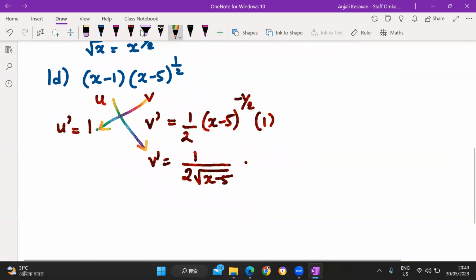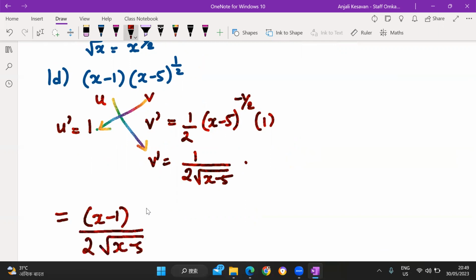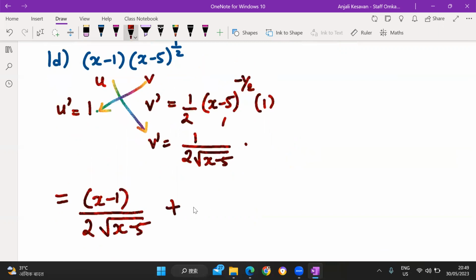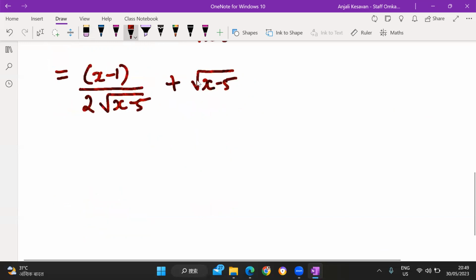Okay, so on simplifying, what do we get? Our derivative will be (x minus 1) times 1 upon 2 root (x minus 5), plus v u dash. What is v? v is the square root of (x minus 5) times 1, which is the same. Okay, so finally, what is your answer? Do you want to simplify it further, or do you want to leave it like that?